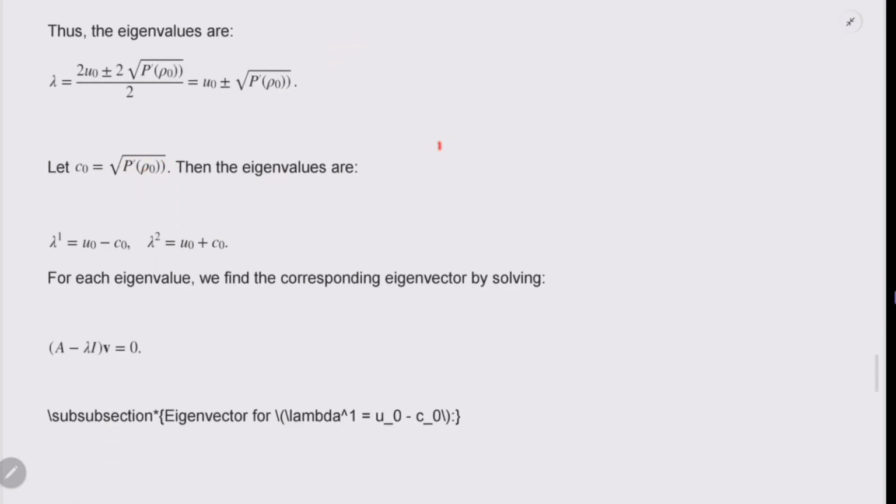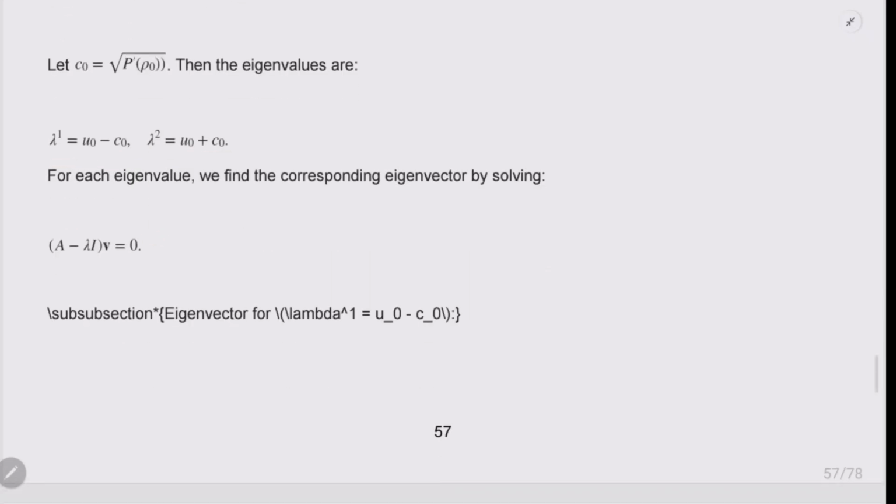And remember that P dash rho naught is actually the speed of sound. It has different versions, but this is one of the versions. So we have two eigenvalues. Now we want to find the eigenvectors as well. This is also a standard procedure in linear algebra. So I recommend to revise how to find the eigenvalues and eigenvectors in linear algebra.